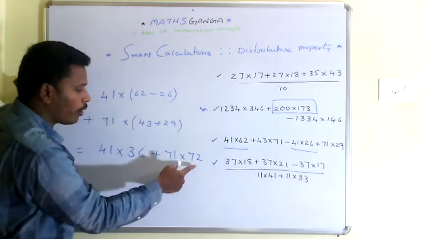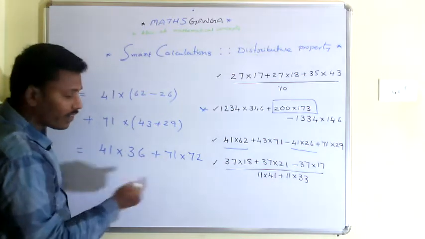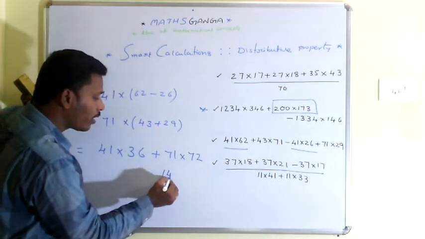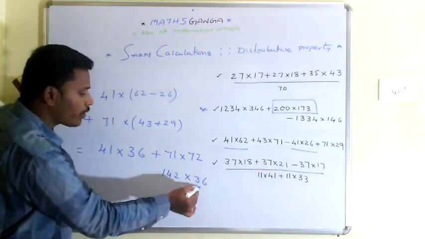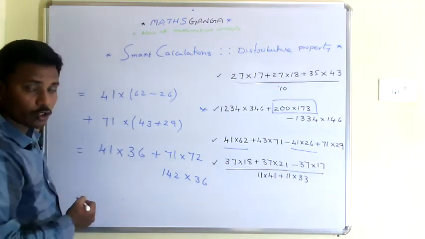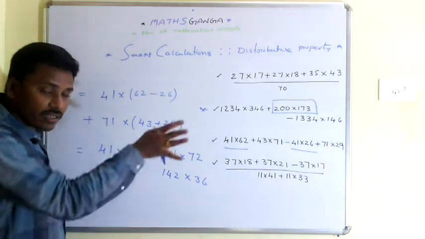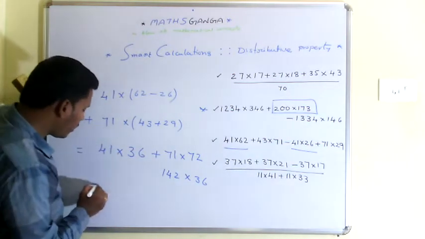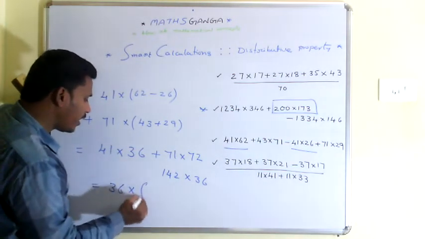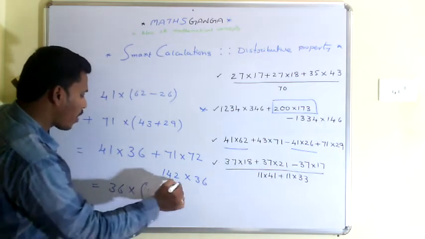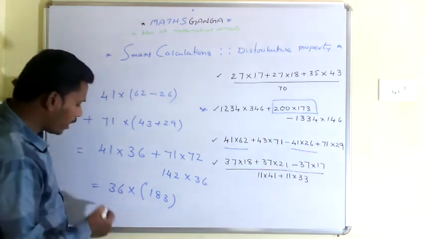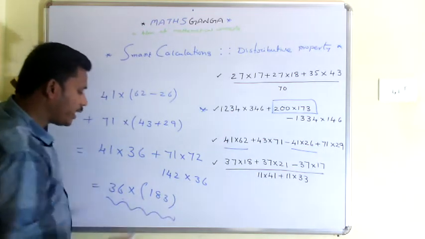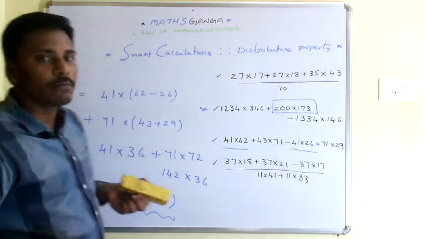Again, as in the above problem, you just send 1 two here. Then this will become 142 into 36. So this is 142 into 36 and this is 41 into 36. We have 36 as the common number. Just collect it back. Then it becomes 36 into 41 plus 142, which is nothing but 183. And if you multiply 36 with 183, then our problem gets simplified.